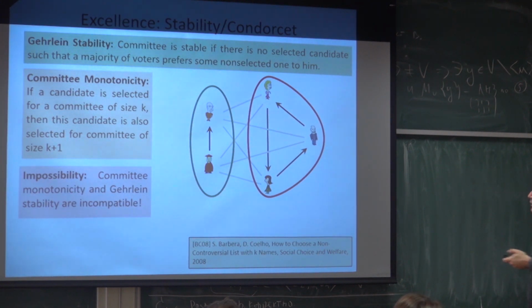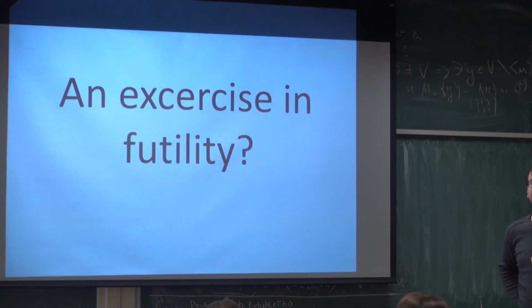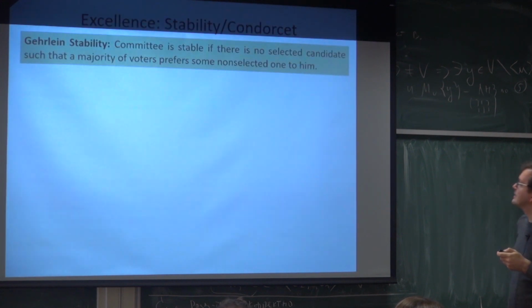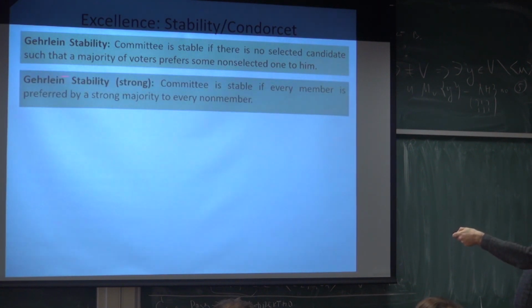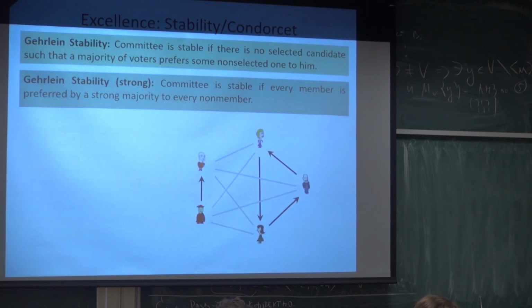In fact, Barbera and Coelho somehow finished there, but when we picked up this topic, we decided it's actually an exercise in futility, because this notion of Gehrlein stability is a bit silly. Gehrlein stability says that a committee is stable if there's no selected candidate such that a majority of voters preferred some non-selected one to him. Now we say, in a strong variant, a committee is stable if every member of the committee is preferred by a strong majority to every non-member. So Gehrlein said simply that it's enough that no one attacks you.